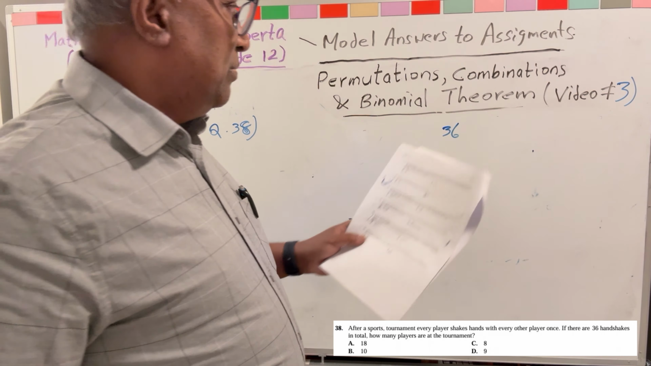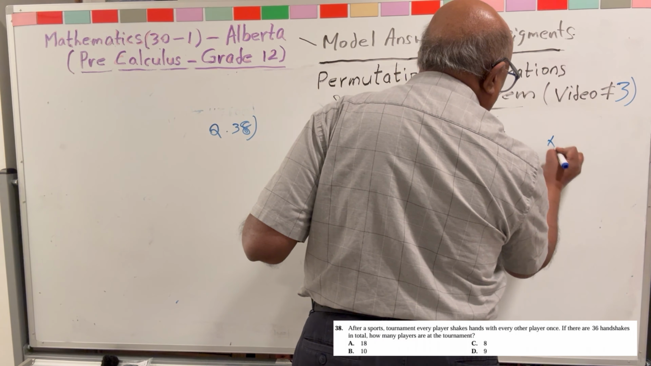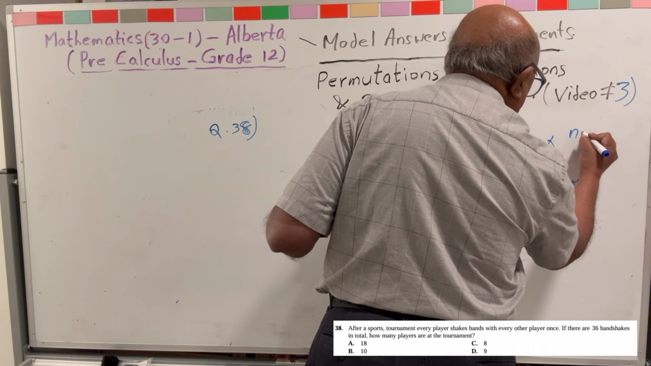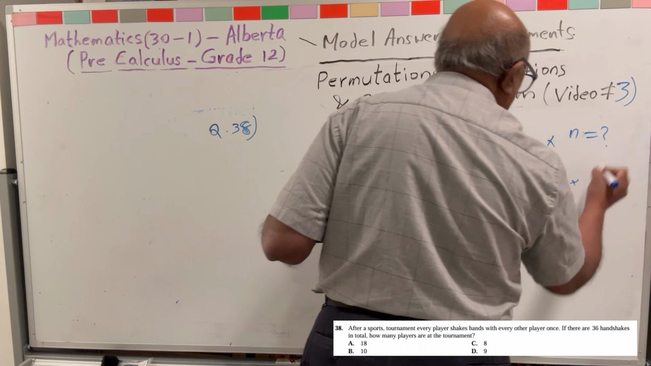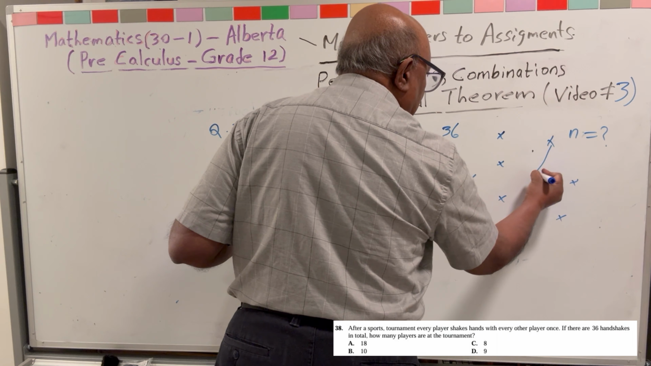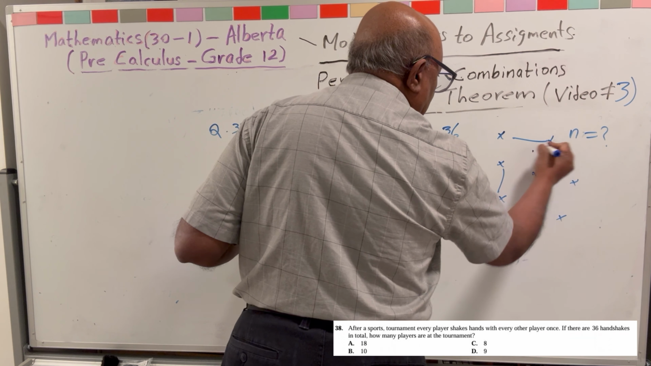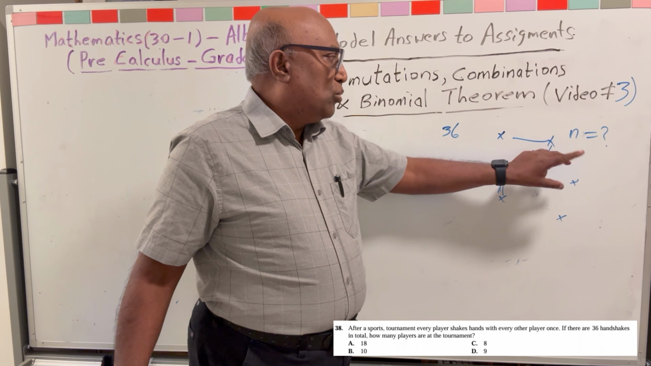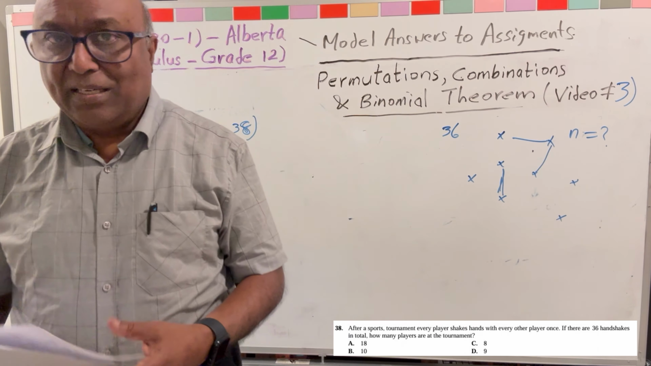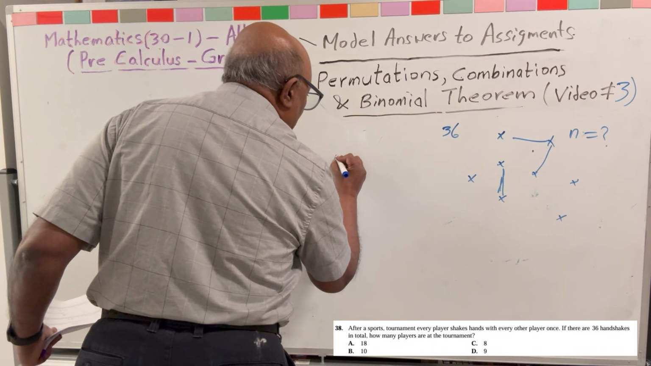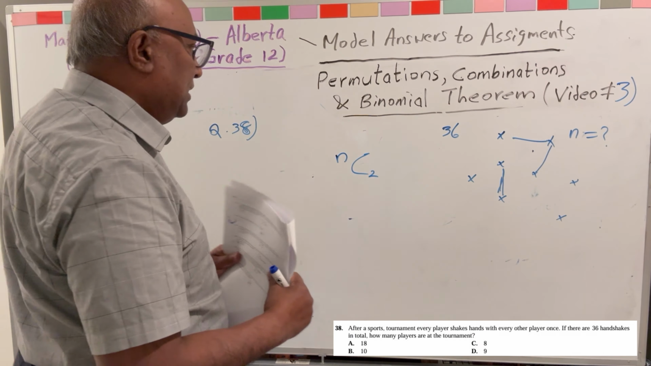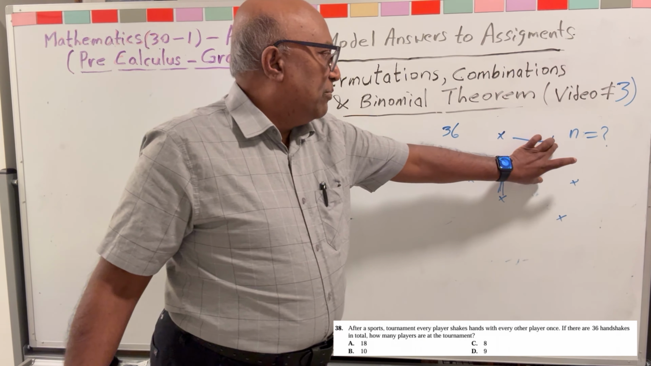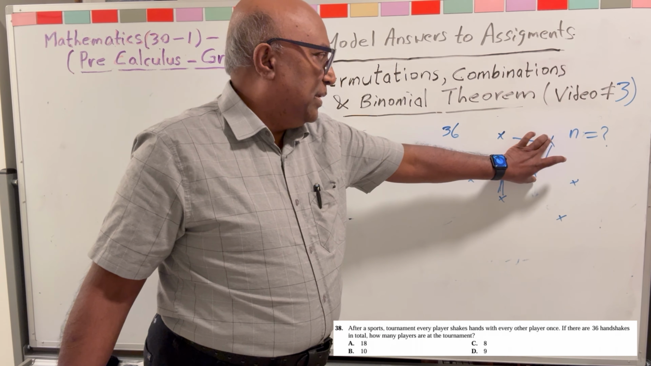How many players are in the tournament? Let's say the number of players is n. We have to find the value of n. They are shaking hands like this. This person meets this, this person meets this, this person meets this. But they are not shaking hands 2 times. That means we have to combine 2 persons only 1 time. Then what's the combination? Combination is nC2. Number of handshakes is nC2. n is the number of people. 2 is the people joining, no? When they shake hands, they are meeting 2 people.